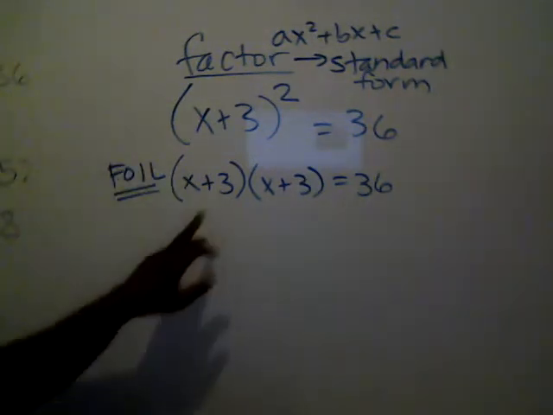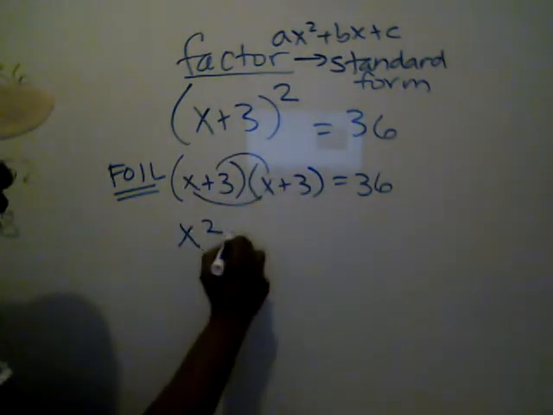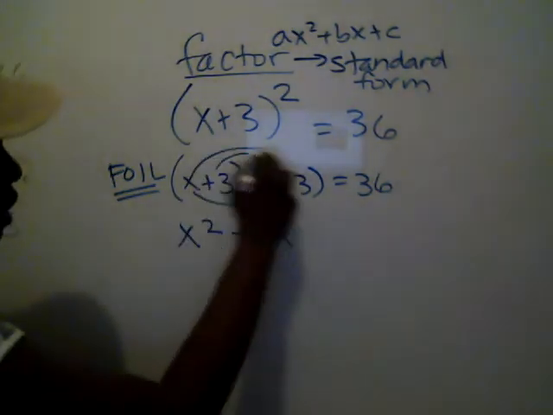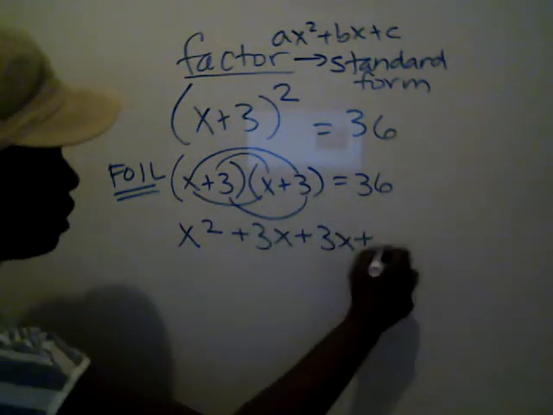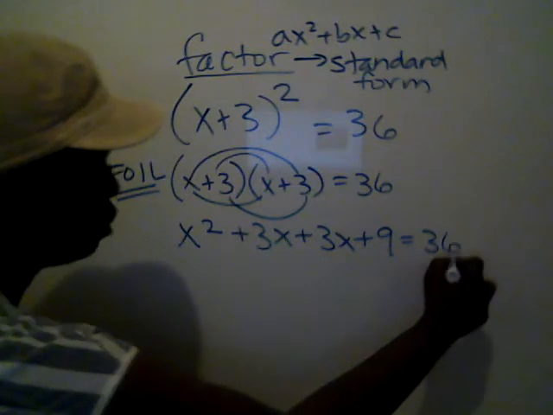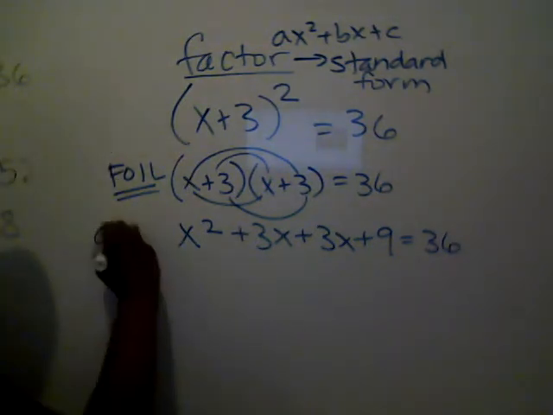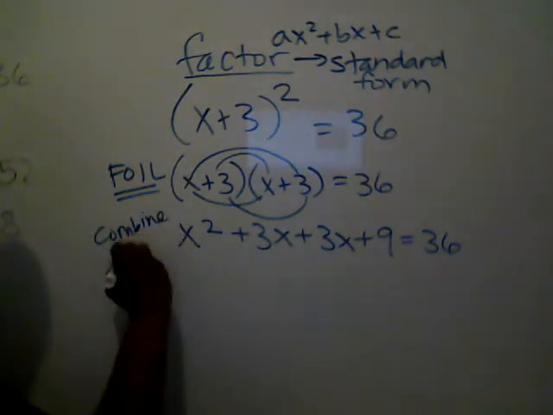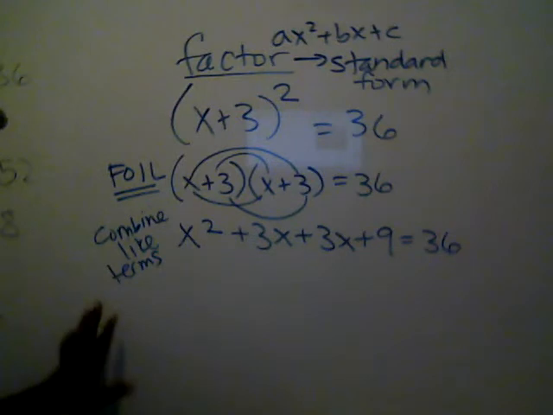Okay. We need to get rid of these parentheses. So x times x gives us x squared. 3 times x gives us 3x. x times this 3 gives us another 3x. And 3 times 3 gives us 9. So we're just FOILing it out to try to get it into standard form. Now we need to combine like terms. We need to try to clean it up a little bit.